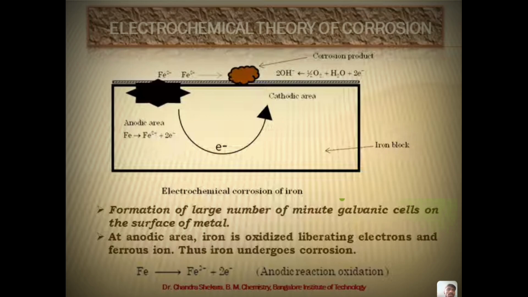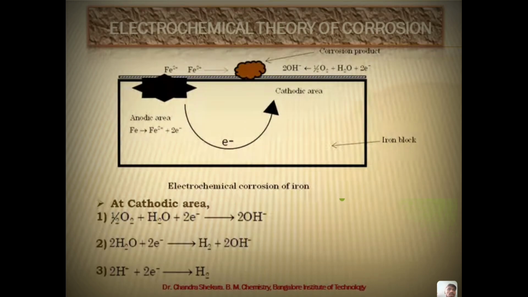Similarly, when a metal is exposed to the environment, due to various reasons, a difference in potential is generated across the metallic material. The part of the metal with lower potential becomes the anodic area, and the part of the metal with higher potential becomes the cathodic area. That is, a large number of minute galvanic cells are formed on the surface of the metal. And the part of the metal with lower potential becomes the anodic area, and oxidation occurs at the anodic area.